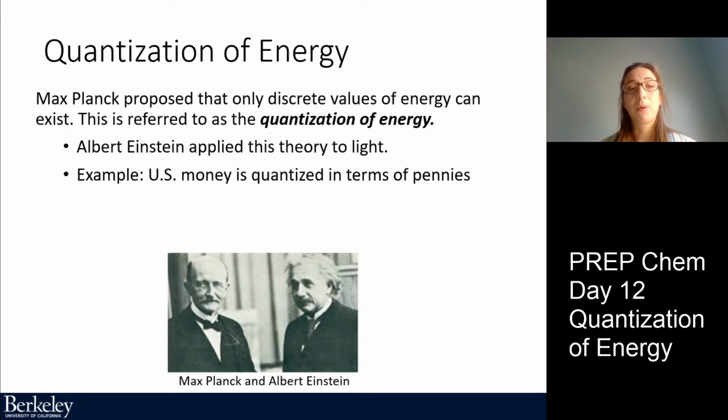Max Planck proposed that only discrete values of energy can exist, and this concept is broadly referred to as the quantization of energy. Then Albert Einstein went and applied this theory to light. One example of quantization is US money. If you think about the smallest unit of money you can have, that would be a penny. You can only have integral numbers of pennies in prices in the US economy.